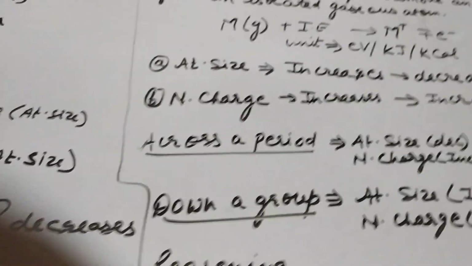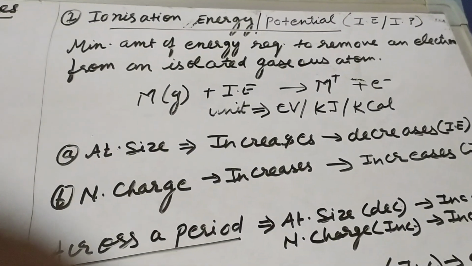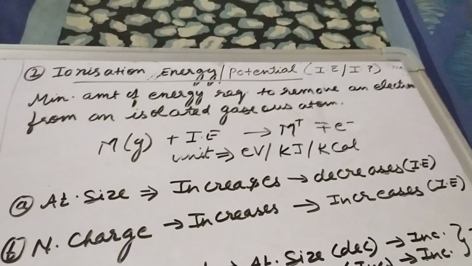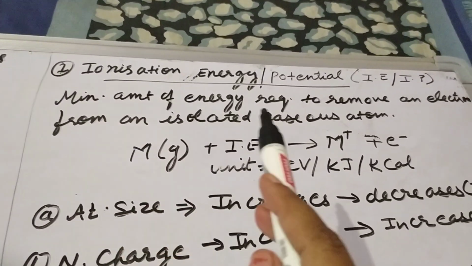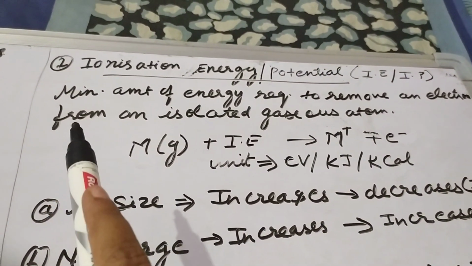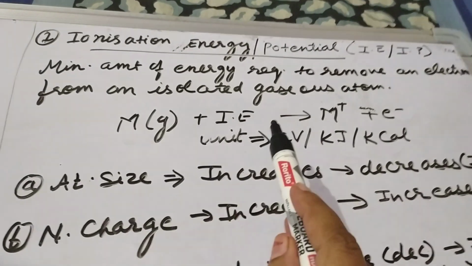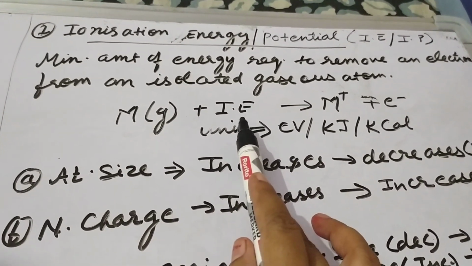Next property we'll deal with is ionization energy, ionization potential. It is also in short written as IP or IE. It is the minimum amount of the energy required to remove an electron from the outermost shell of an isolated gaseous atom. Suppose this is the atom M and I have supplied it with the ionization energy.